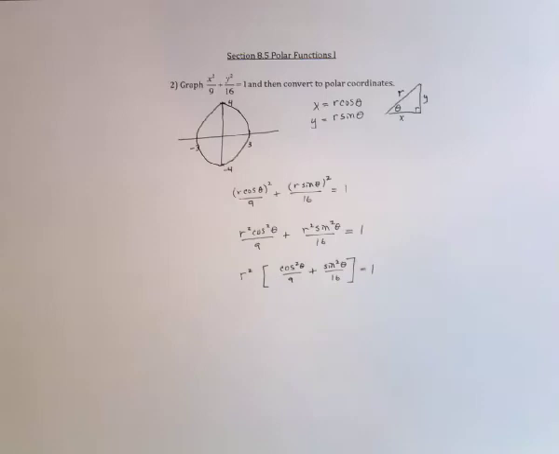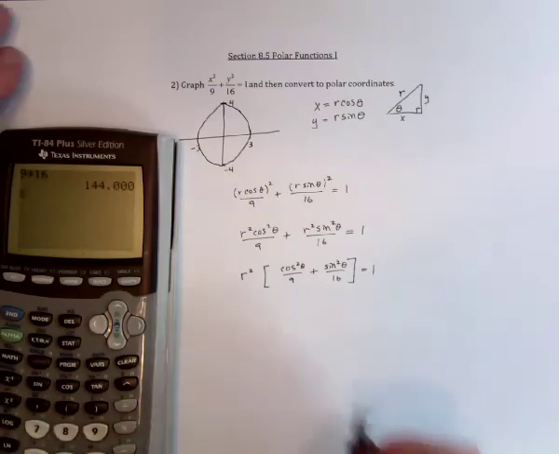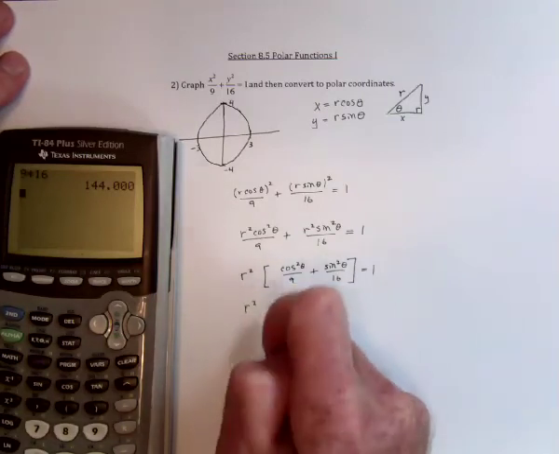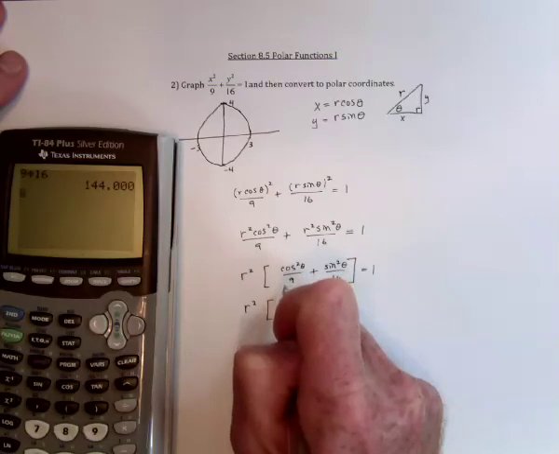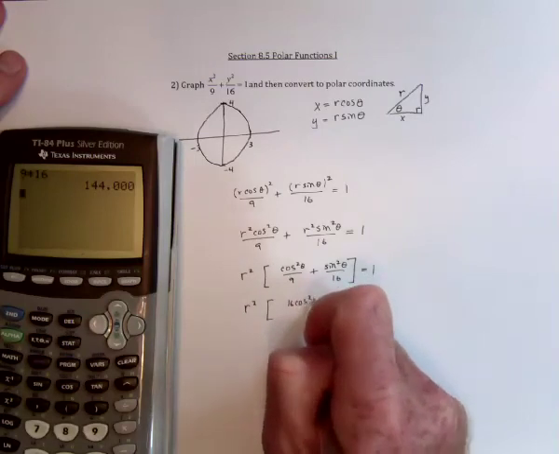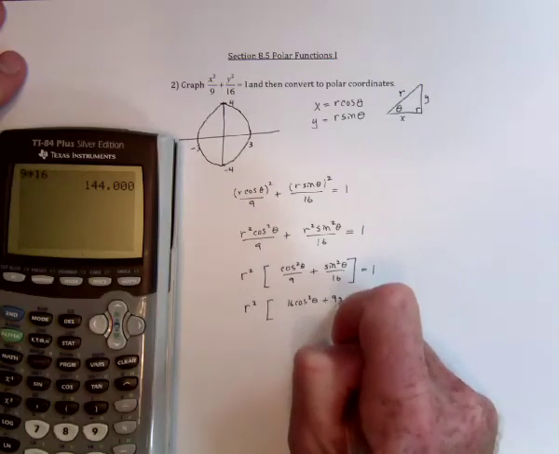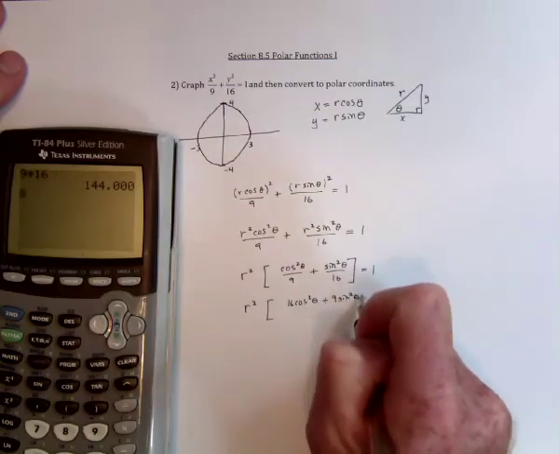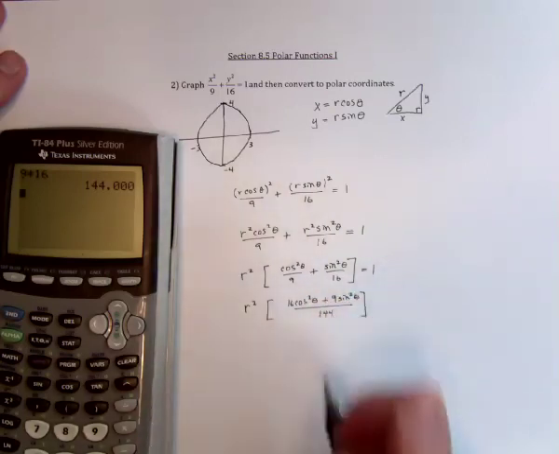And then with a 9 and a 16, we could get a common denominator, which is going to be 9 times 16, so 144. So r squared is going to be multiplied with, so this multiplies the top and the bottom by a 16, so that's going to be 16 cosine squared. With this one, multiply top and bottom by a 9, so that's going to be 9 sine squared. And then it's over a common denominator of 144.